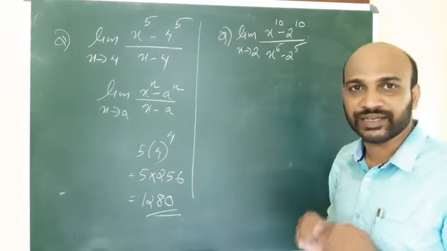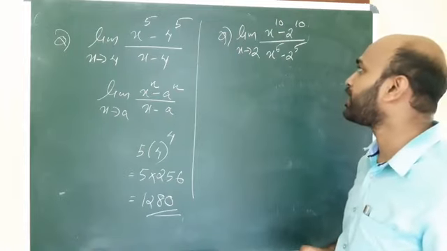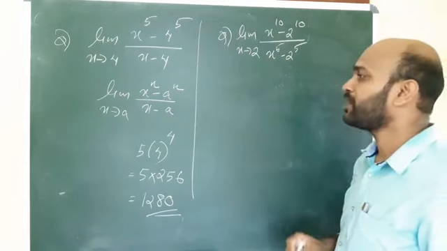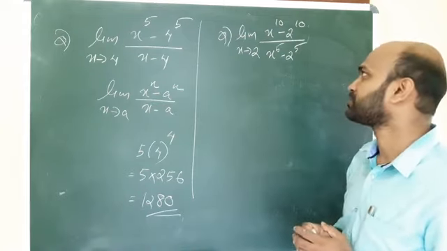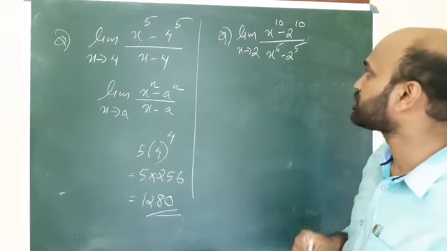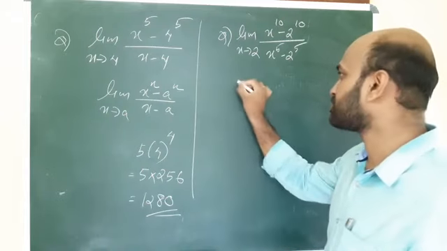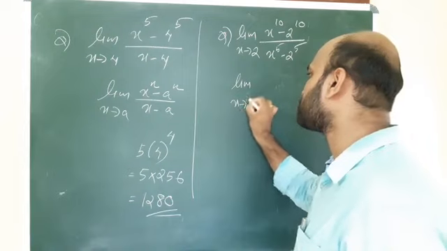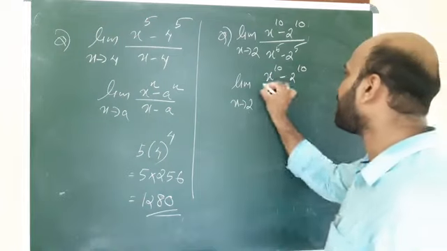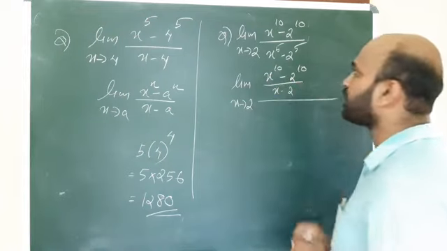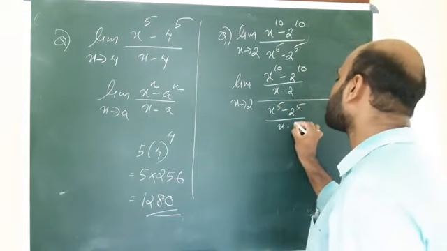Let us consider the question: limit x tends to 2, x raised to 10 minus 2 raised to 10 by x raised to 5 minus 2 raised to 5. Here also you have to use the same formula, but the x minus a term is not here. How can we make that x minus 2 term? Just divide numerator and denominator by x minus 2. So we have limit x tends to 2, x raised to 10 minus 2 raised to 10 by x minus 2, whole divided by x raised to 5 minus 2 raised to 5 by x minus 2.